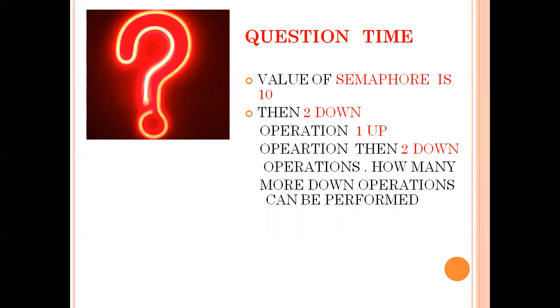Now the value of semaphore is 9. Then again, two down operations are performed. That means 9 minus 2, 7. The present value is 7. So 7 more processes can access the critical block. Yes, so 7 more down operations can be performed. After seven operations are performed, the value of semaphore becomes 0. So no more entry of processes.